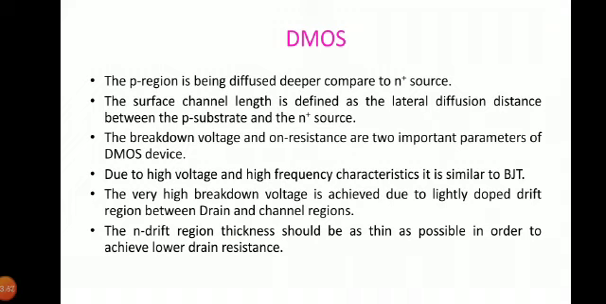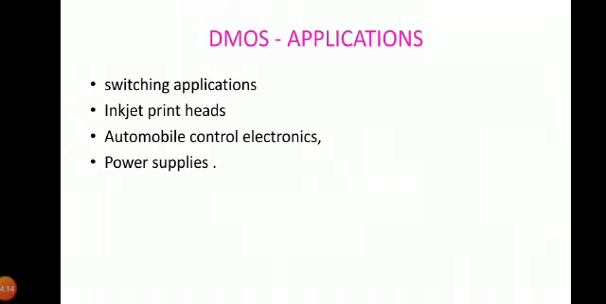The electrons enter the source terminal and laterally flow through the layer under the gate to the N drift region. And then the electrons flow vertically to the drain terminal through the N drift region. The DMOS has higher breakdown voltages and low on resistance. And the main applications of DMOS are switching applications, inkjet printheads, automobile control electronics and power supplies.